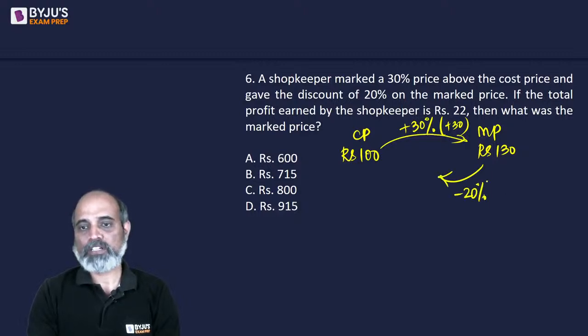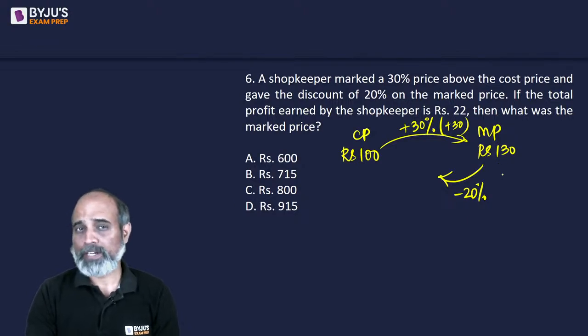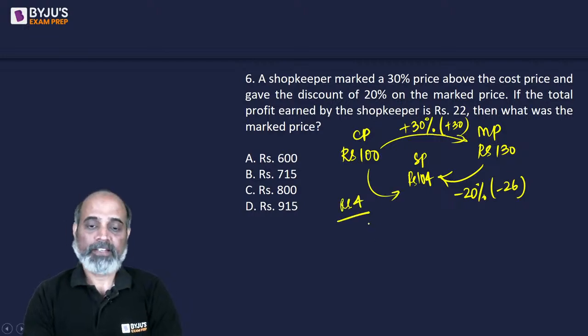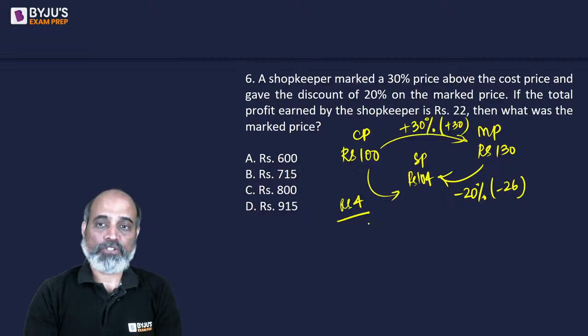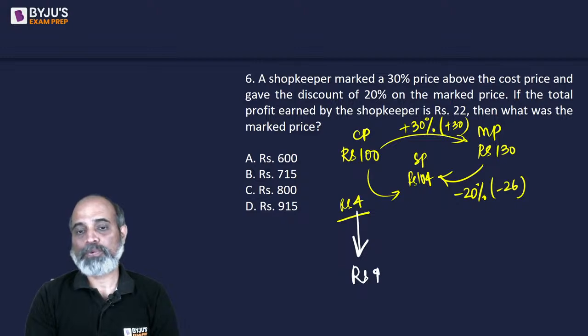Then he gives a discount of 20%. So 20% of 130 now. 10% is 13, so 20% will be 26. So there is a decrease of 26. So this results in rupees 104. So this is our selling price. So he makes a profit of 4 rupees, right? But as per the question, the profit is not 4 rupees, but rather 22.